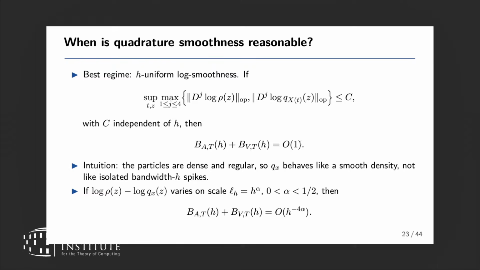And then the not so good case scenario is if the difference in the scores vary at some scale of h to the alpha, where alpha is between 0 and half, then the sum of these two constants scale as h to the minus 4 alpha.